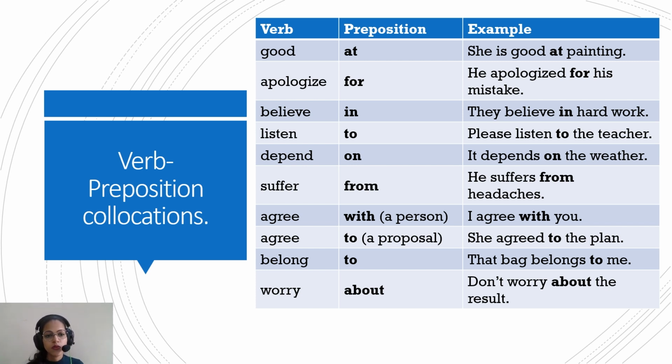Okay. Someone worries about something. Worry is about something. So, what are you worrying about? Don't worry about the result. So, these verbs and prepositions are used in combination and not any other way.